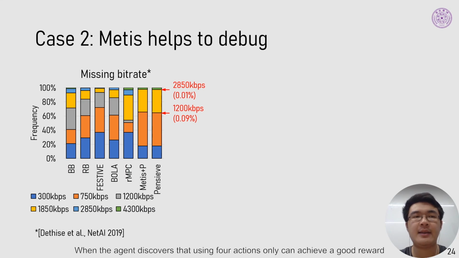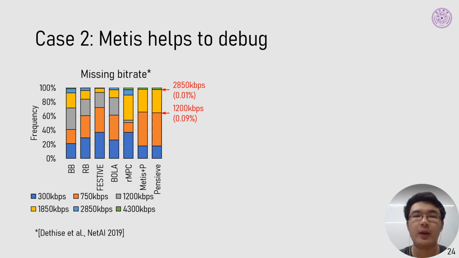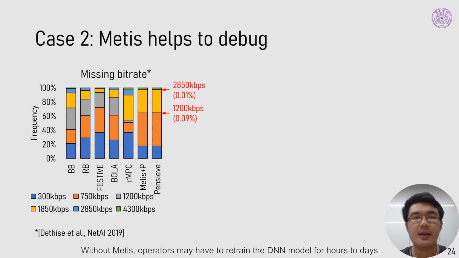When the agent discovers that using 4 actions only can achieve a good reward, it will abandon the others to maintain high confidence. This makes Pensive fall into a local optimum. Without Mattis, operators may have to retrain the DNN model from hours to days, without knowing whether the agent can escape the local optimum itself or not.